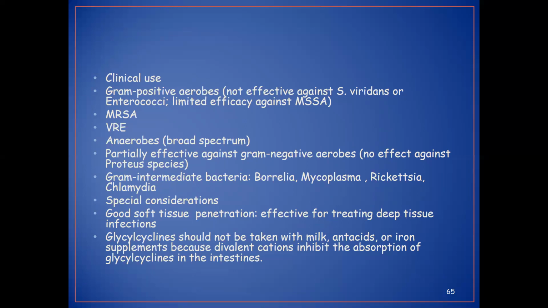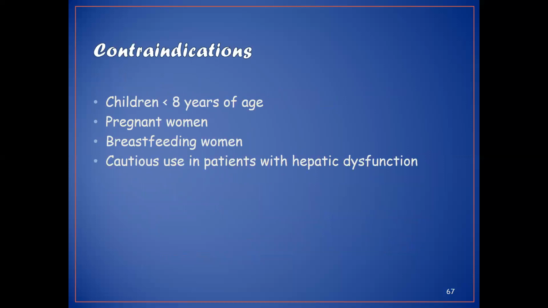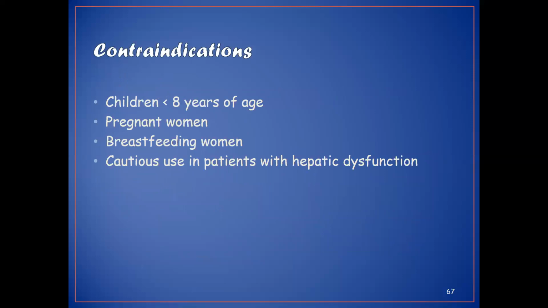Glycylcycline should not be taken with milk, antacids, or iron supplements because divalent cations inhibit the absorption of glycylcyclines in the intestine. Adverse effects include GI upset such as nausea and vomiting, hepatotoxicity, deposition in bones and teeth, and photosensitivity. Contraindications include children less than 8 years of age, pregnant women, breastfeeding women, and use with caution in patients with hepatic dysfunction. So that's all about this video.